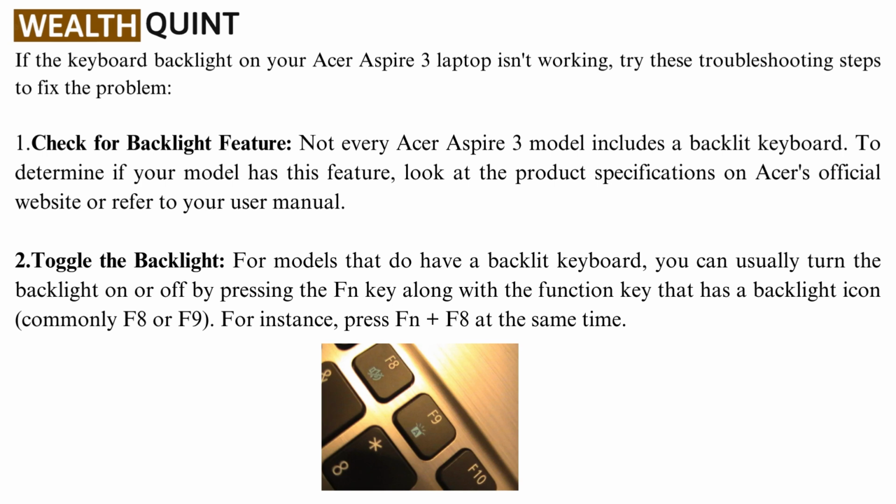Toggle the backlight. For models that do have a backlight keyboard, you can usually turn the backlight on or off by pressing the function key along with the function key that has a backlight icon, commonly F8 or F9. For instance, press function plus F8 at the same time.